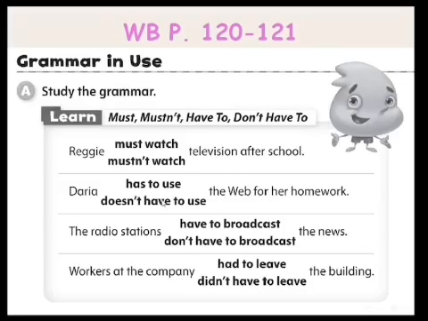Daria has to use the web for her homework. She needs to use the web for her homework. Daria doesn't have to use the web for her homework. She can do her homework without using the web.